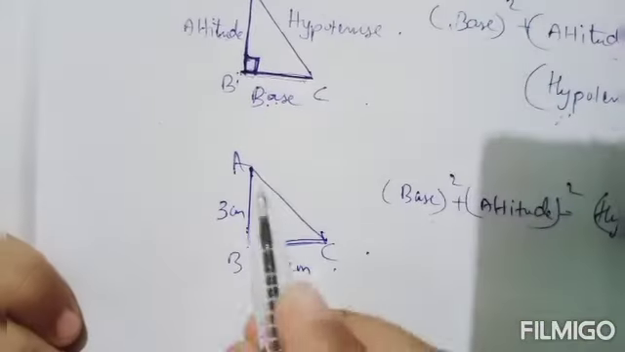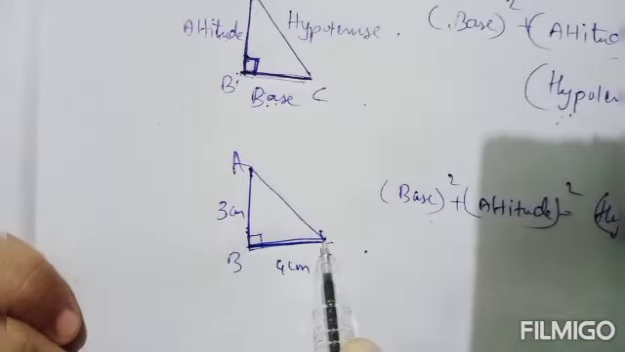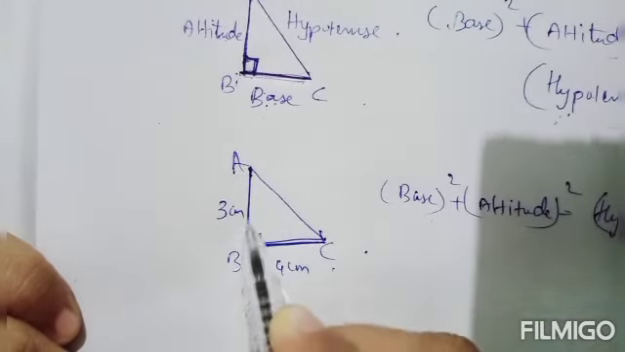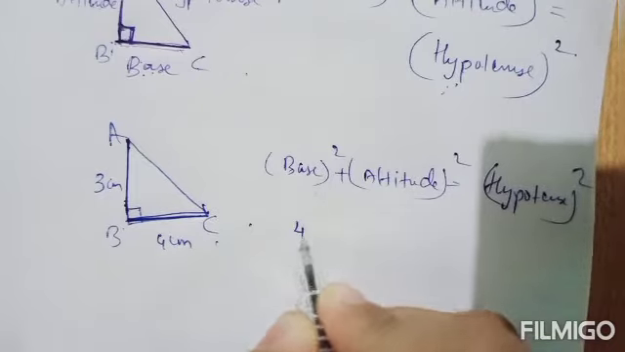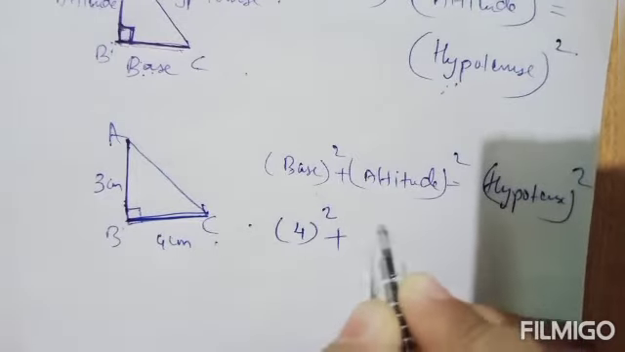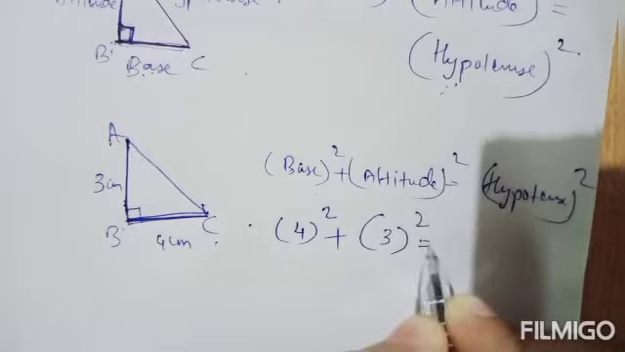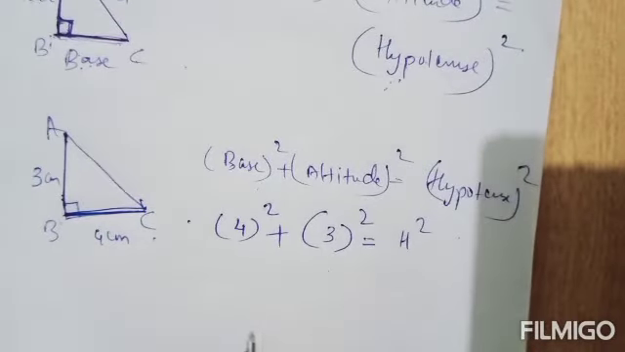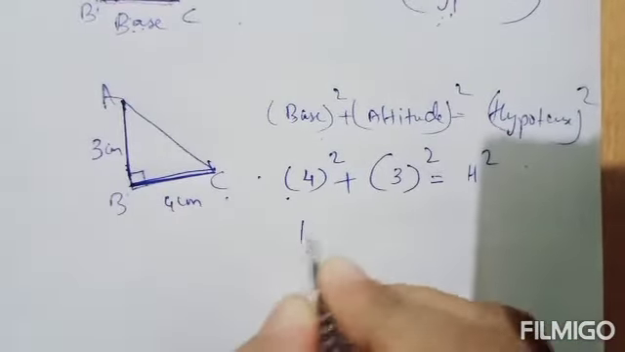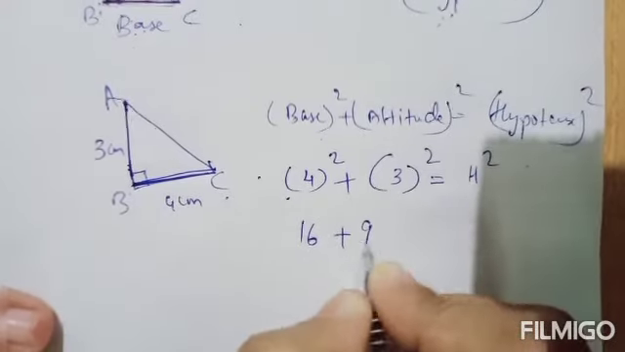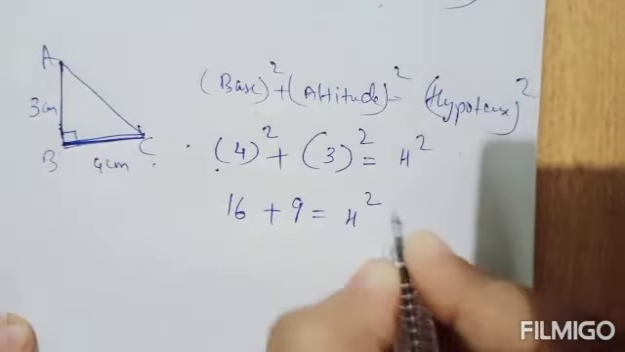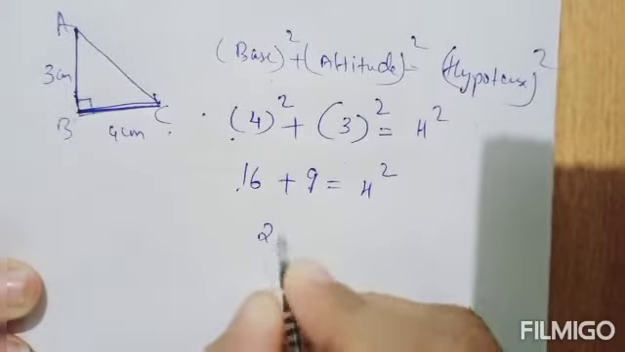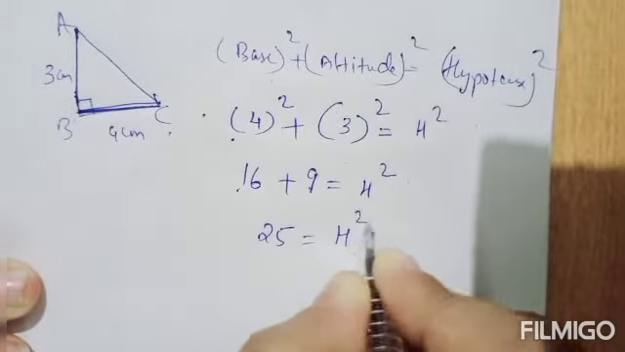Okay, now this is base. Base we can take as BC. Height or altitude we can take as AB. So how can we write: base square, that is 4 square, plus altitude, that is 3 square, equal to hypotenuse square. Now 4 square is 16 plus 3 square is 9 equal to hypotenuse square. 16 plus 9 is 25 equal to hypotenuse square.